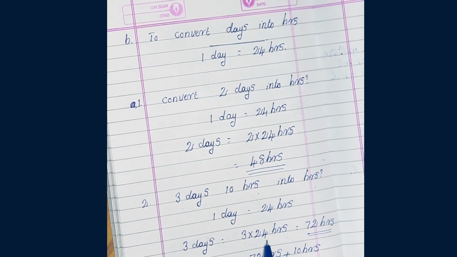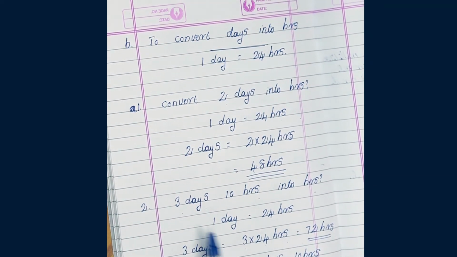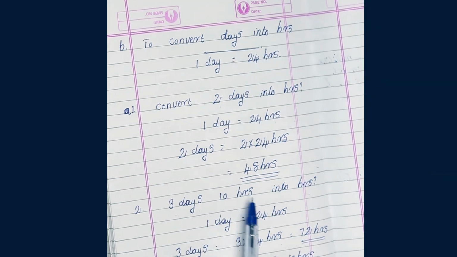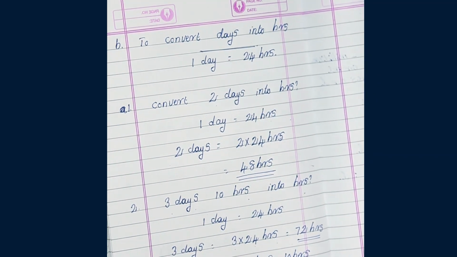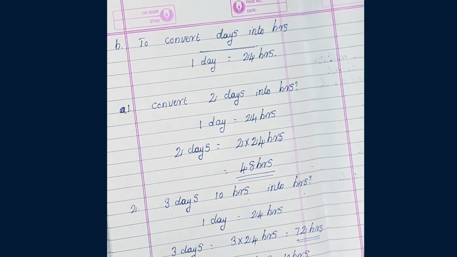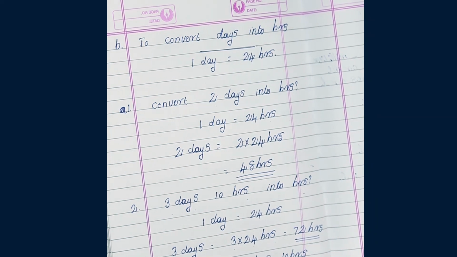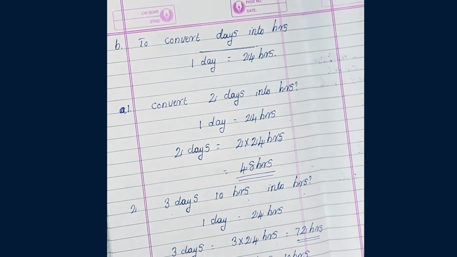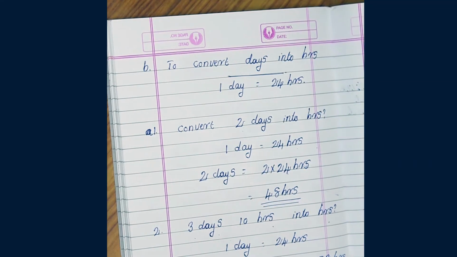Then 3 24s are 72 hours. Then write the question 3 days 10 hours. Then in the place of 3 days, now we get 72 hours plus the remaining hours. That means 10 hours. Then 72 hours plus 10 hours equal 82 hours. Therefore, 3 days 10 hours equal 82 hours.